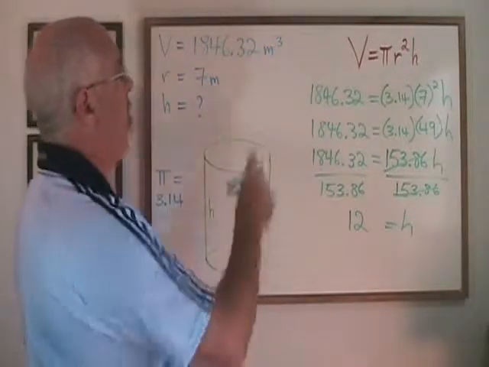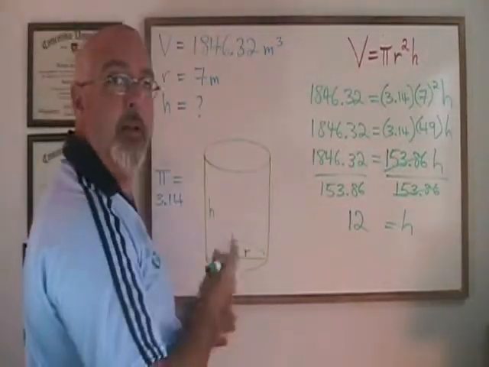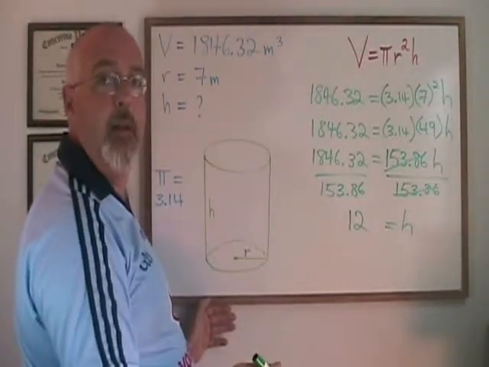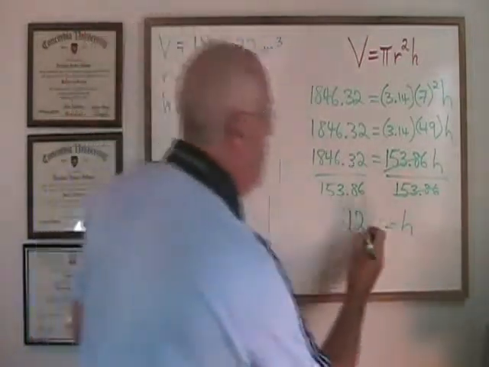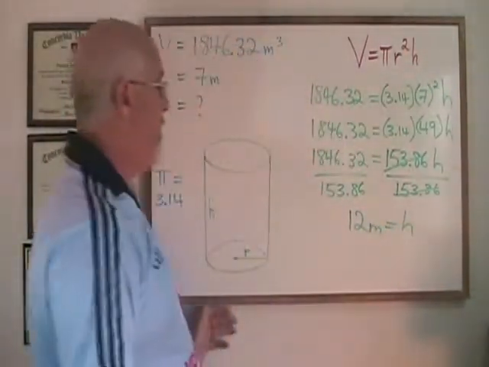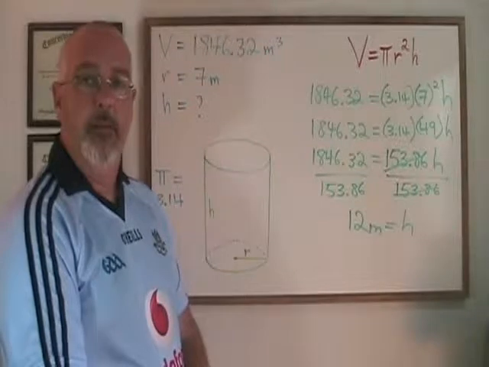Since our unit of measure was meters cubed in meters, h, the height, is a distance. It will be measured in meters. The height of this cylinder is 12 meters.